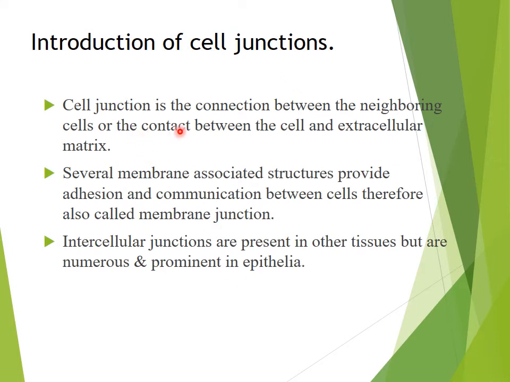The cell junction is the connection between neighboring cells or the contact between the cell and the extracellular matrix. Several membrane-associated structures provide adhesion and communication between the cells. Therefore, they are also called membrane junctions. These intercellular junctions are present in other tissues, but they are most prominent and numerous in the epithelial tissue.